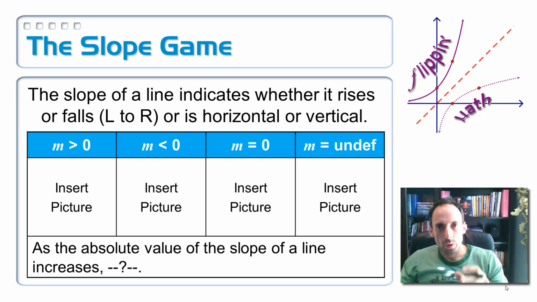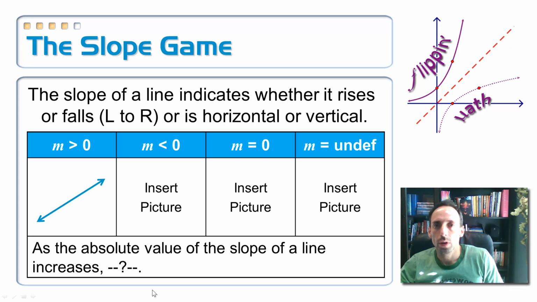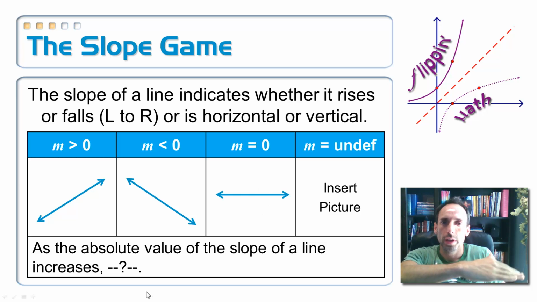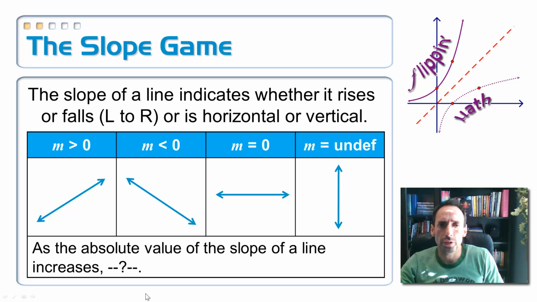So again, whenever we're talking about slope, or we're talking about whether the line rises or falls, we always go from left to right, just like we read. Okay, so let's fill out this little table here. When our slope is positive, when m is greater than 0, my line rises. Okay, when the slope is negative, from left to right, it's going to fall. If my slope is equal to 0, then it is perfectly horizontal. And then finally, if my slope is undefined, then it's perfectly vertical.